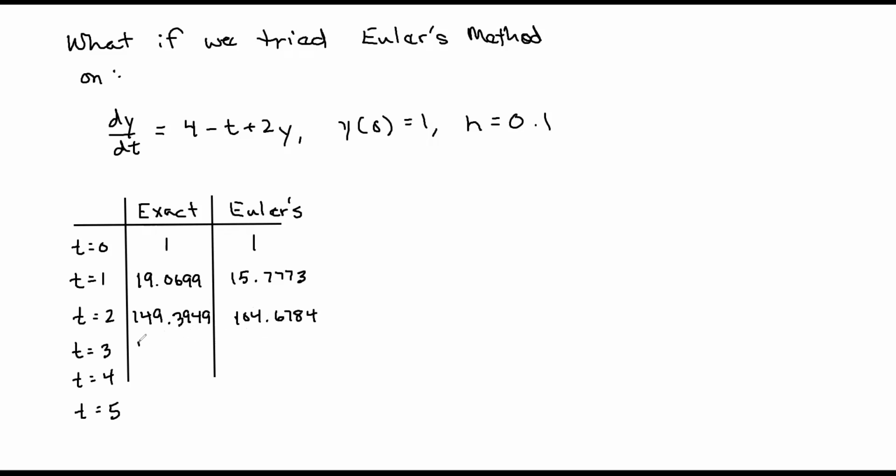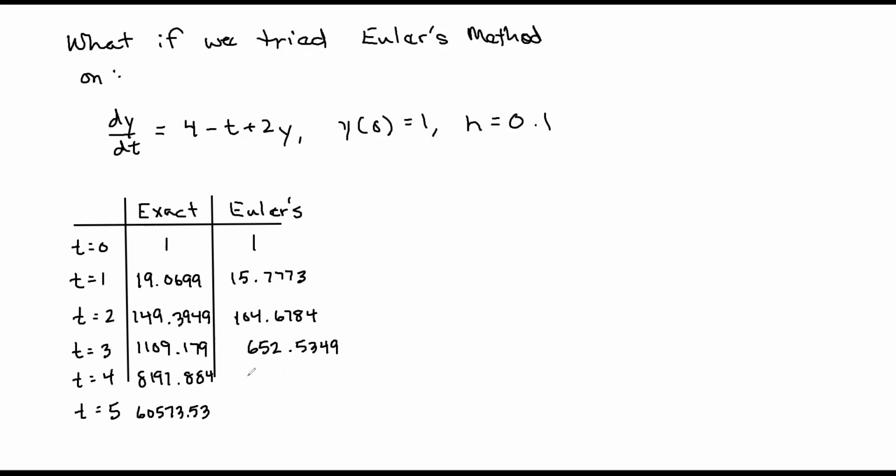Let's fill in the rest of these and then we can comment on them. So we get 1109.179, then 8,197.884, then 60,573.53. And for Euler's method, we get 652.5349.